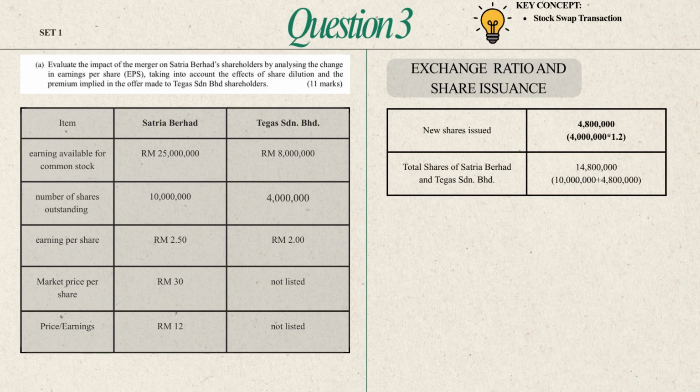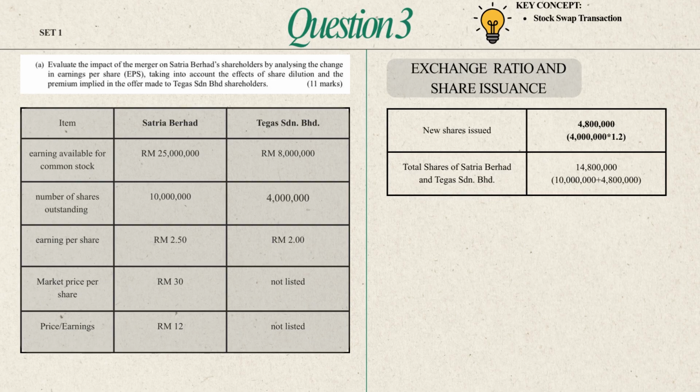Next, in terms of shares outstanding, Satria has 10 million shares. Meanwhile, Tegas has 4 million shares. Now, we divide earnings by the number of shares, so we get earnings per share or EPS. Satria's EPS is 2 ringgit 50 cent. Tegas's EPS is 2 ringgit. For market price per share, only Satria has a listed market price, which is 30 ringgit per share. Finally, Satria's price earnings ratio is 12 times. This means investors are currently paying 12 ringgit for every 1 ringgit of earnings generated by Satria. So overall, this table gives us a clear financial snapshot of both companies.